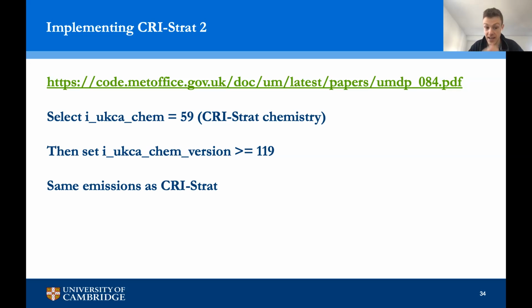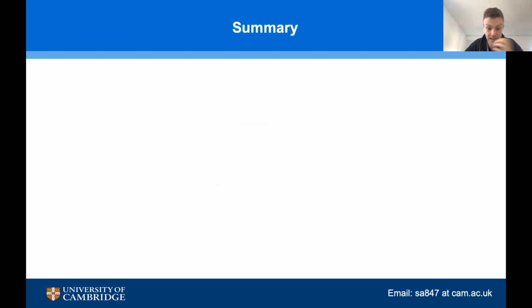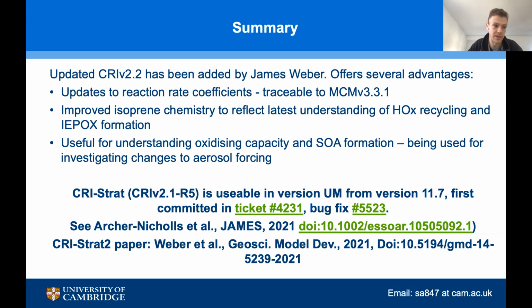In terms of how we select CRI-Strat, we change UKCA Chem, which is a sort of switch. No, it's not a switch. It's a selector, if you will. We can either set it as 51, which corresponds to Strat-Trop chemistry, which is what you're using today, or 59, which gives us CRI-Strat chemistry. Then we can control whether we use CRI-Strat or CRI-Strat 2 by controlling this second selector here, UKCA Chem version. If it's greater than or equal to 119, we're using CRI-Strat 2, and if it's less than, it will be CRI-Strat. And the final thing is, all the things like emissions and the speciation between, say, alpha pinene and beta pinene, all of that is the same. It really is just chemistry that's differing between CRI-Strat and CRI-Strat 2.